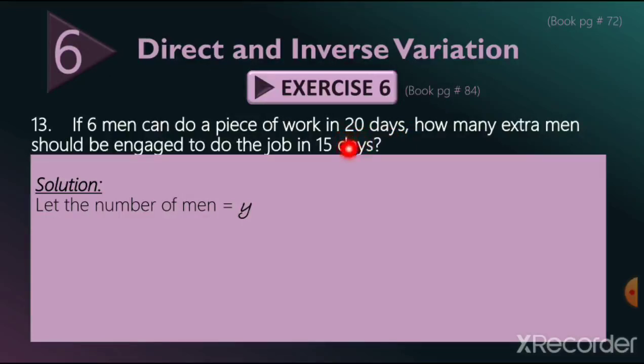So look here, the days are decreased from 20 to 15. So we have to complete that same piece of work in 15 days. So obviously we will need more men. 6 men cannot complete that piece of work in 15 days. Okay. So as you see, we have decreased the days and increased the men. So it involves inverse variation. Okay, it involves inverse variation.